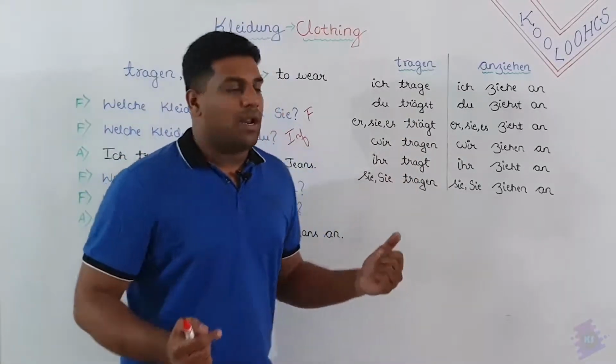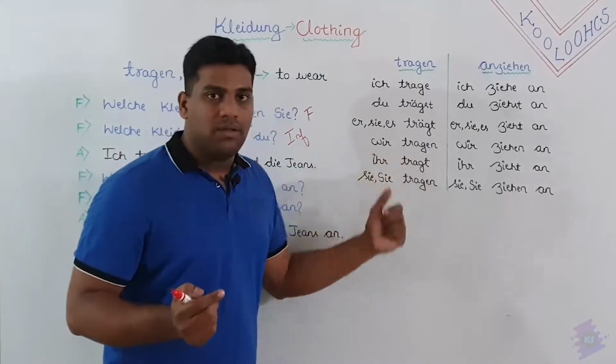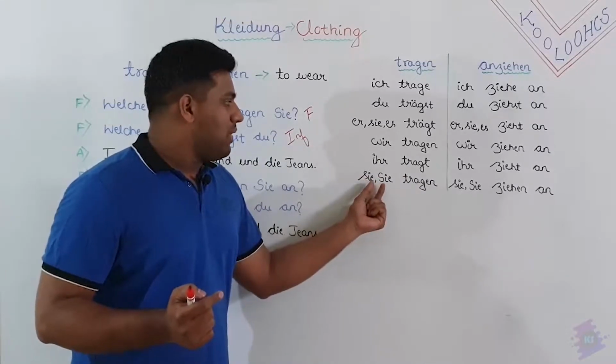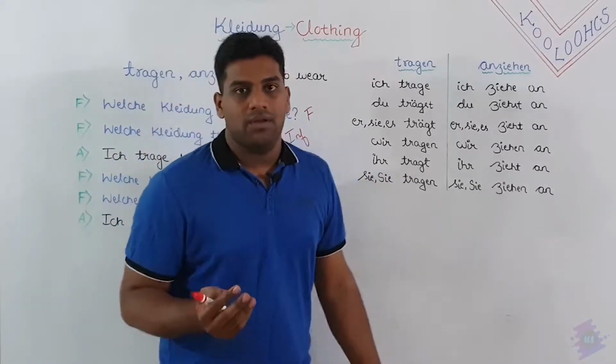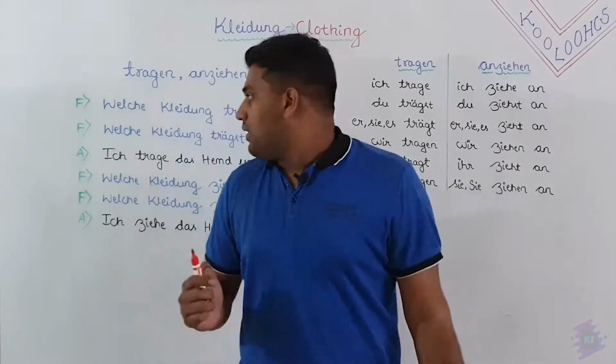And we wear is wir tragen, and you all wear is ihr tragt. They wear is sie tragen with small s, and with capital S, Sie will be you with respect. You wear is Sie tragen. So this is the verb conjugation of tragen.